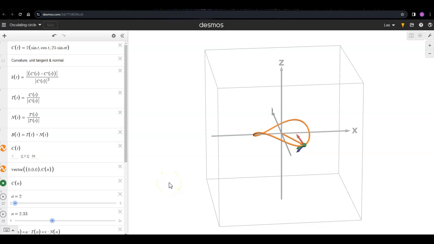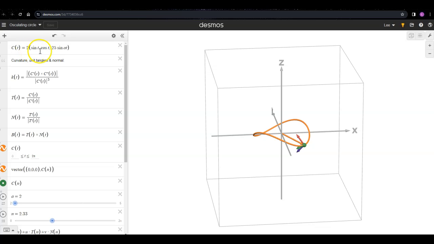Hey everyone, just another quick video to talk about Desmos 3D and how you can use that to look at tangent, normal, binormal vectors and what's called the osculating circle, which you can't see yet, but we'll get to in a minute. So you'll notice I have a curve. I'm just calling it C. Sometimes R is also commonly used. I'm just using C of t.